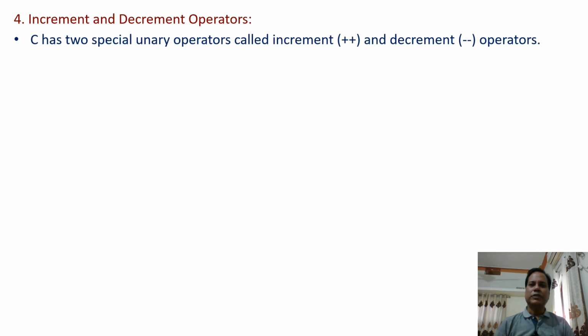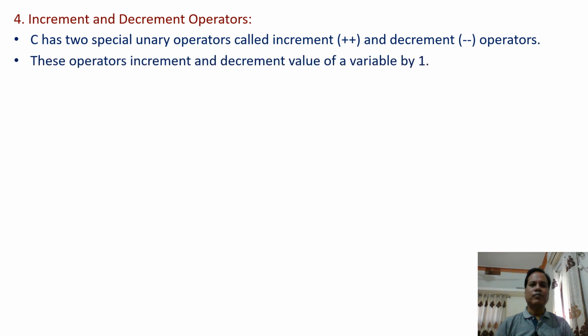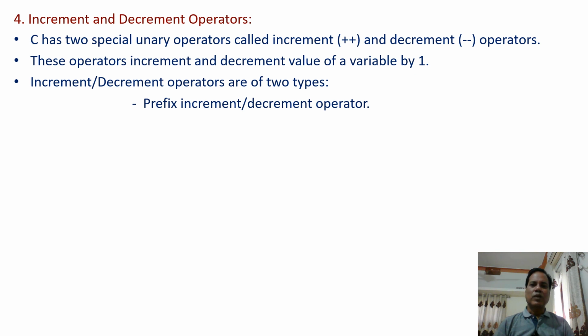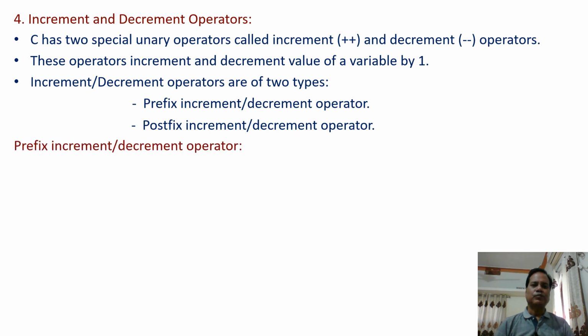C has two special unary operators called increment and decrement operators. These operators increment and decrement the value of a variable by 1. Increment/decrement operators are of two types: prefix increment decrement operators, and postfix increment and decrement operators.